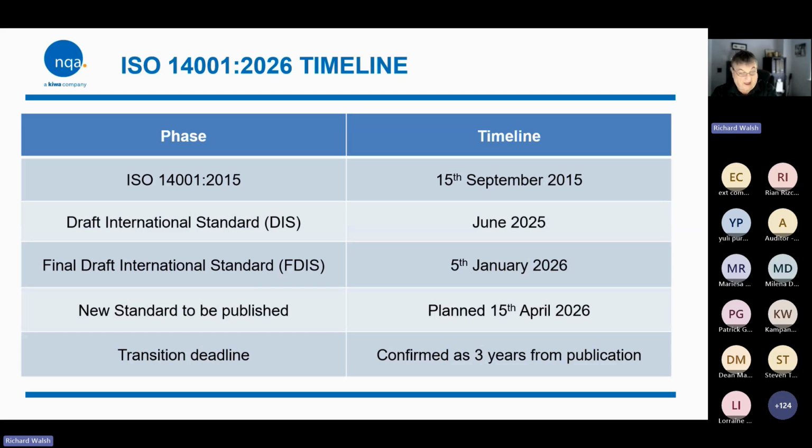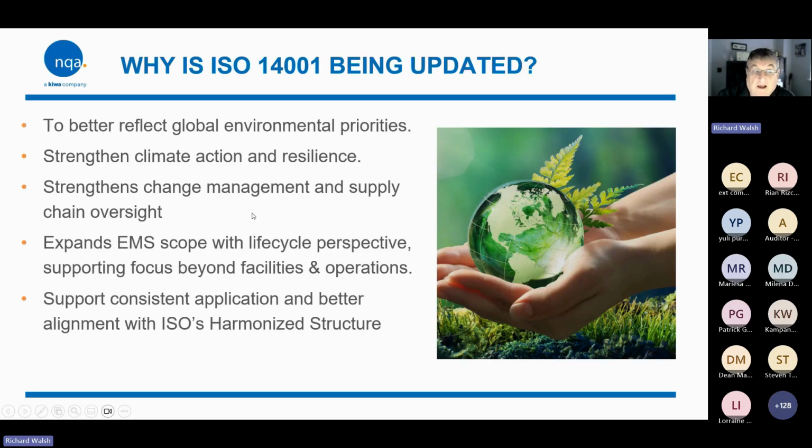And the transition deadline has also been confirmed as 3 years, so 3 years from the date of publication. So if an organisation hasn't made the transition to the new standard, all certifications, registrations to the 2015 standard will expire automatically on the 15th of April 2029. Now that's a long way away, and as you'll see, the changes themselves are nowhere near as onerous as the changes in the 2015 standard, going back 10 and a bit years. So let's have a look at what might have changed and why it's been changed.